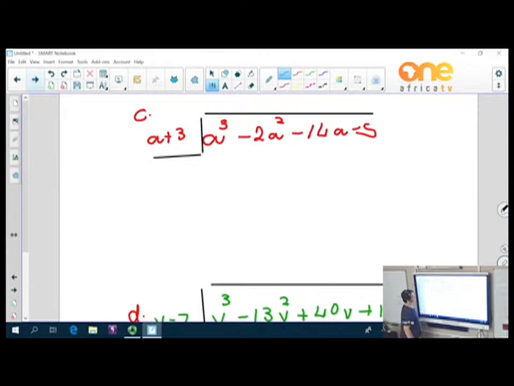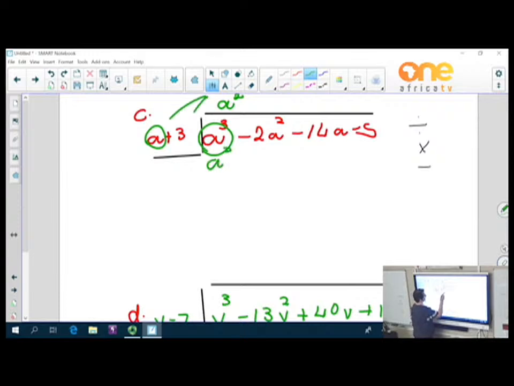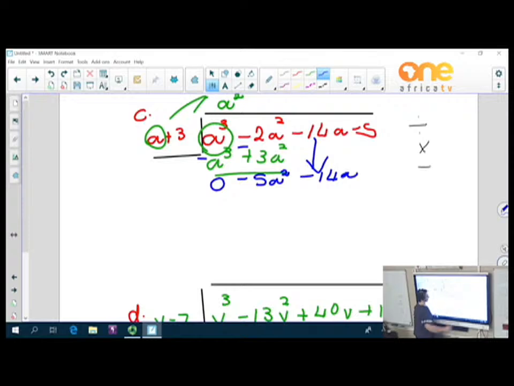Number C. Divide, multiply, subtract. How many times will a divide into a to the power of 3? That is a squared times. Multiply a3 plus 3a squared. Now we must subtract. So we change the second signs and add. So that is negative 5a squared. Bring down this one, negative 14a.